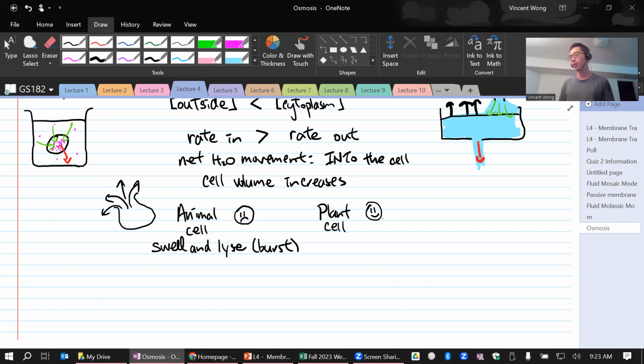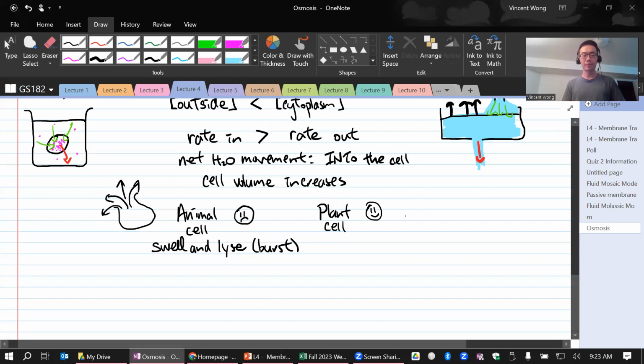I mean, they will swell up all the same, but will they burst? Will they explode? Why not, Roy? They have a cell wall. That's right. Okay, so cell wall prevents bursting.